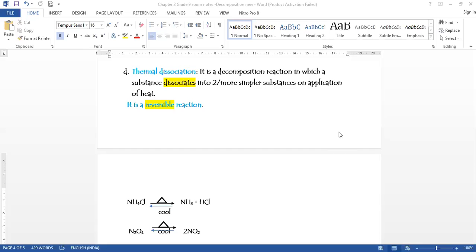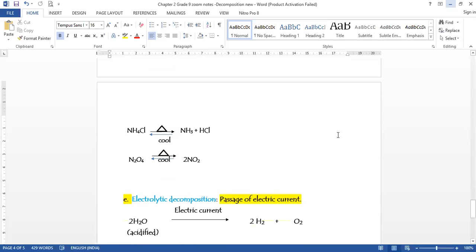There are examples given on your screen where NH4Cl decomposes to give you NH3 and HCl, both of which are gases. They combine again when they are cooled. You can see a delta sign over the forward reaction, which means that we are heating this NH4Cl. When NH4Cl is heated, it gives you NH3 and HCl. And when this NH3 and HCl are cooled, they combine together and form NH4Cl, that is the reactant. That's the difference between thermal decomposition and thermal dissociation.